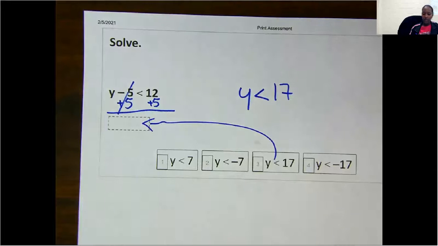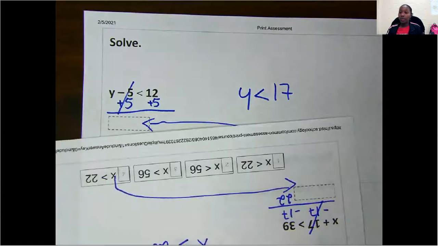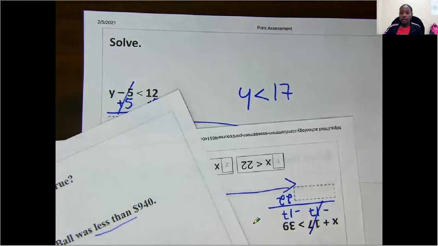Okay, so ladies and gentlemen, this was the quiz that you took on Friday, and I wanted to go over it so you can kind of see where you made your mistakes at. Okay, you're going to go back into the folder and you have a retake. Okay, use what I just showed you to help you with this retake, and hopefully we can get that grade up.